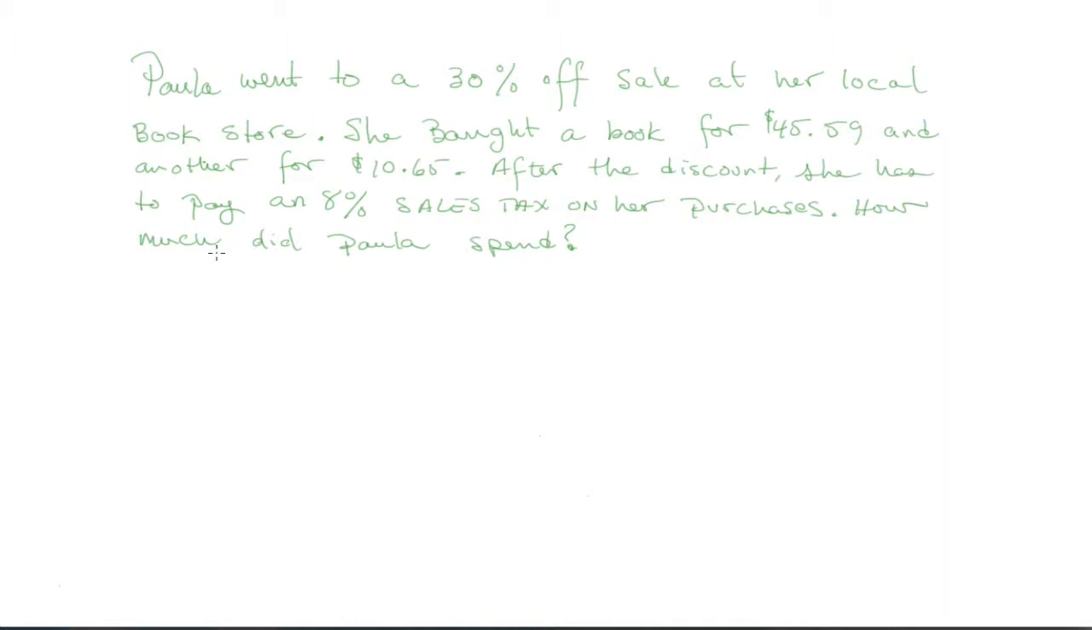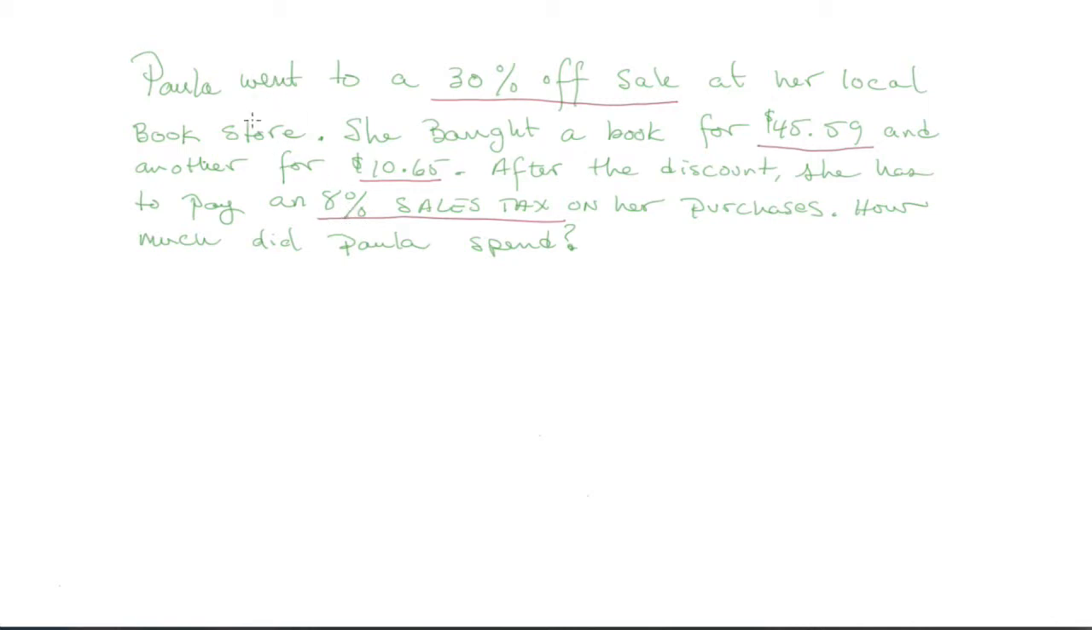So let's first take care of finding the important numbers. So we know it's a 30% off sale. And we also know that she bought two books, one for $45.59 and the other for $10.65. After that, she pays an 8% sales tax. So these are the important quantities here: 30%, $45.59, $10.65, and 8%.